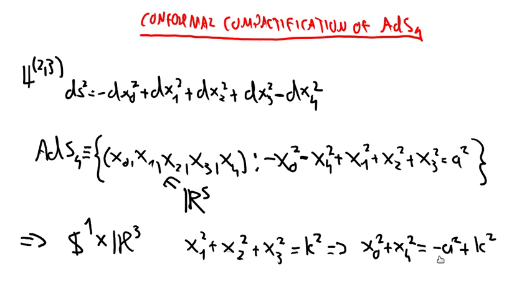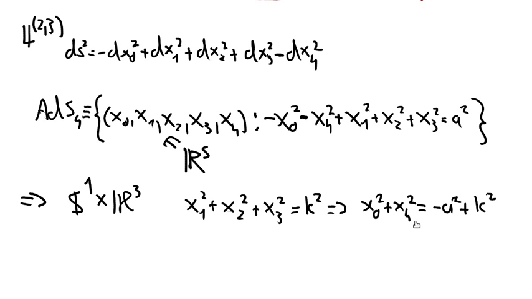And the topology of this set, for a given value of k, of course one has to choose this in such a way that k squared minus a squared is positive, okay? For a value of k, the topology of this set is just S1, because this is the equation of a circle in the plane x0 x4. So this accounts for the S1 which we have here, and then if we vary this constant, what we get is a foliation of R3 by spheres, because for each value of k this is just the equation of a sphere. So this accounts for the R3, right?